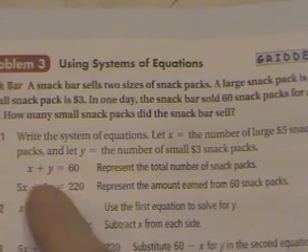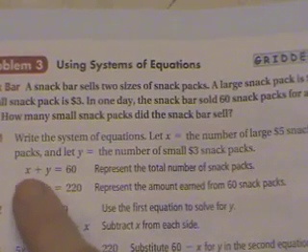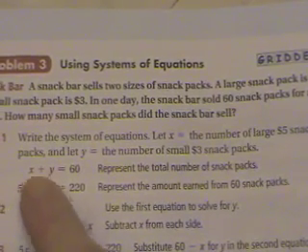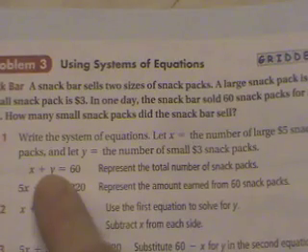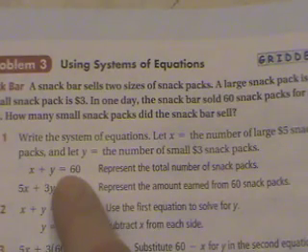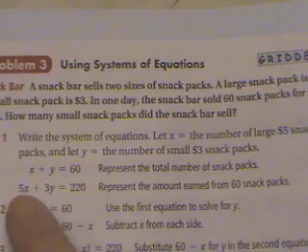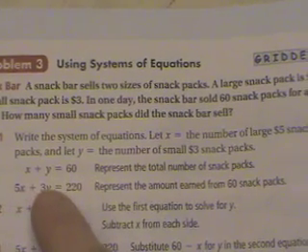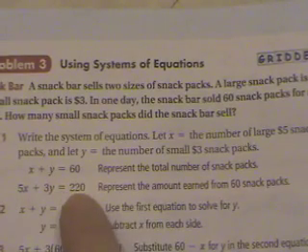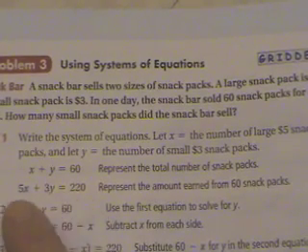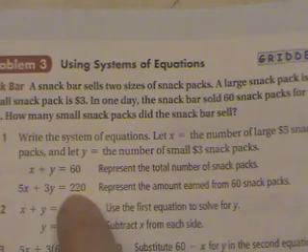We know that we sold 60 altogether. So x number of large snack packs plus y number of small snack packs has to equal 60. We also know that the large ones cost $5, the small ones cost $3, and in total we made $220. So 5x plus 3y equals 220.